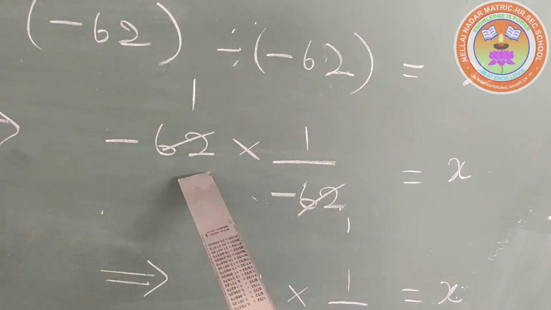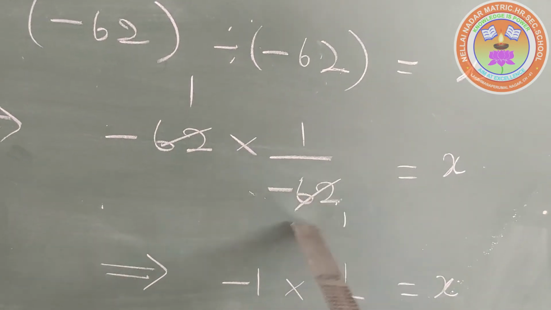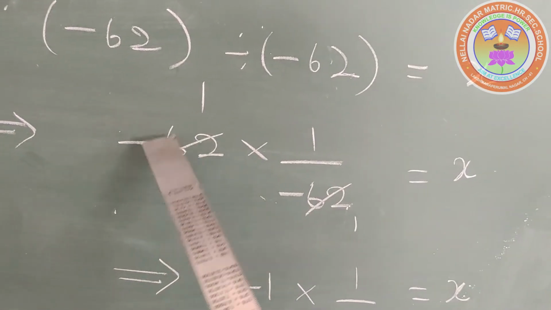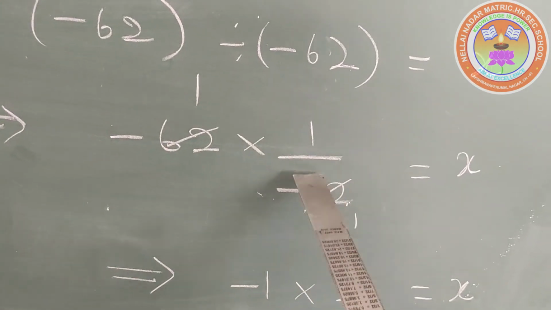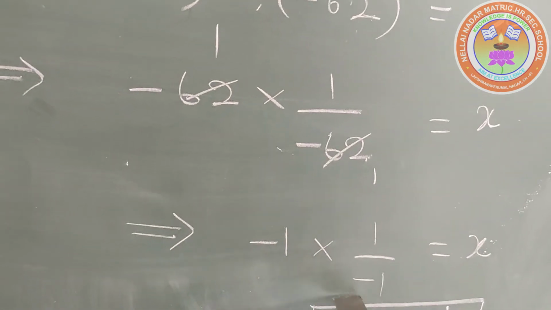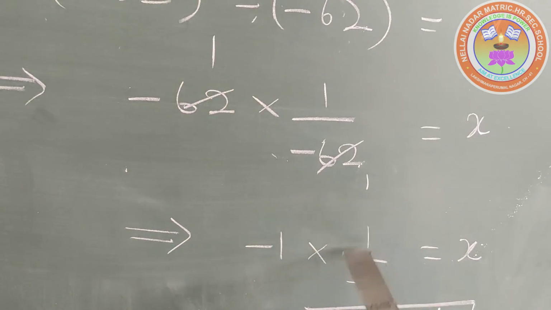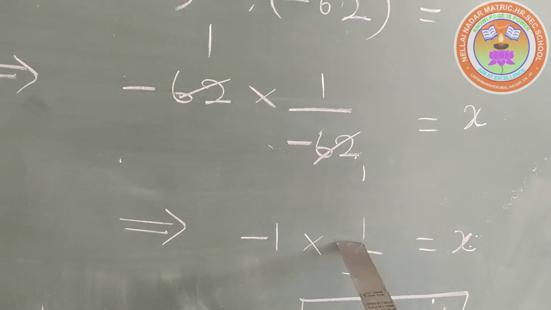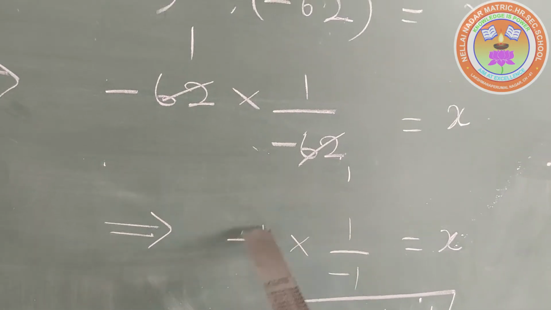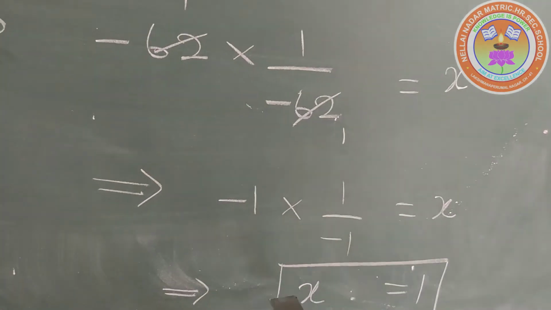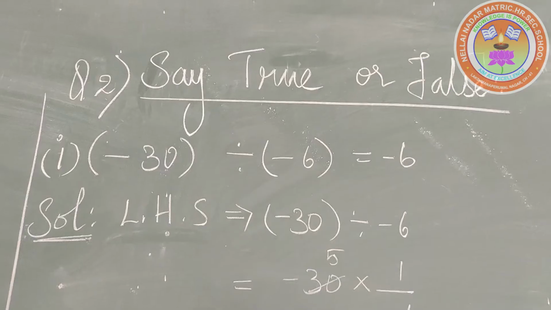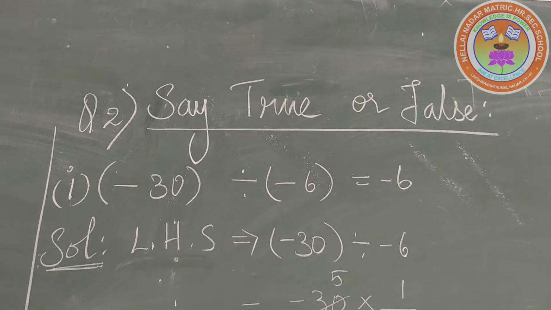Now both are same. I am using 62 tables so that it gets cancelled one time and one time. So here it is minus 1 into minus 1. So minus into minus becomes plus. Yes. So I have written here minus 1 into 1 by minus 1 is nothing but minus 1 only. Yes. That is equal to x. So minus into minus becomes plus. So 1 into 1 is what? 1. x is equal to plus 1. Okay. Next, question number 2.